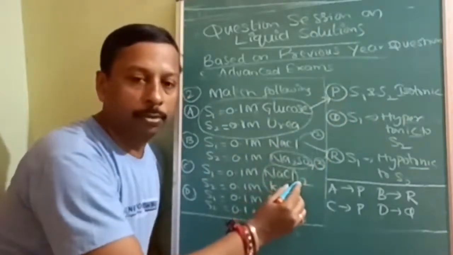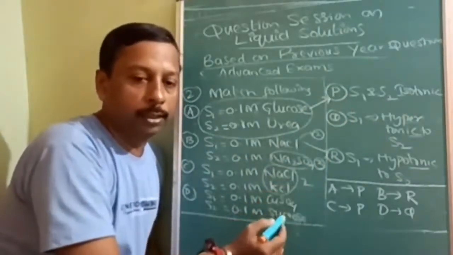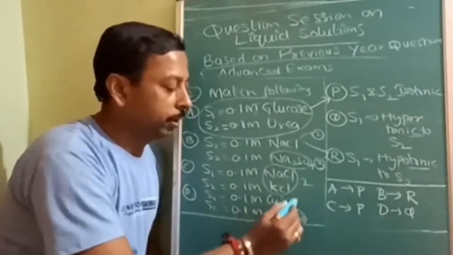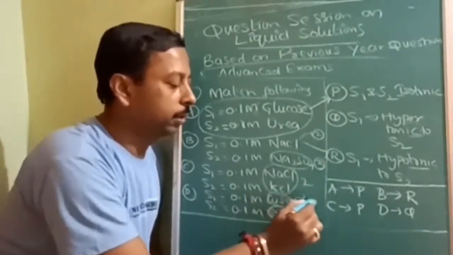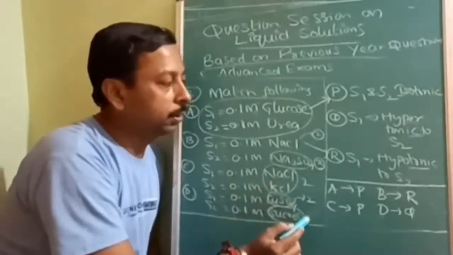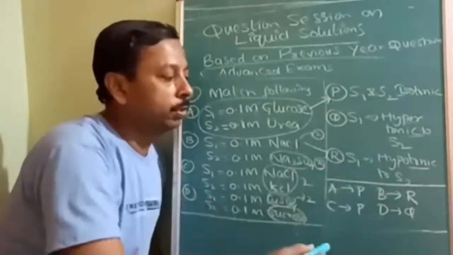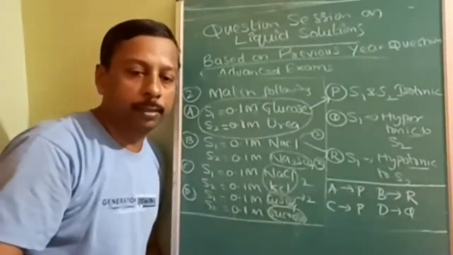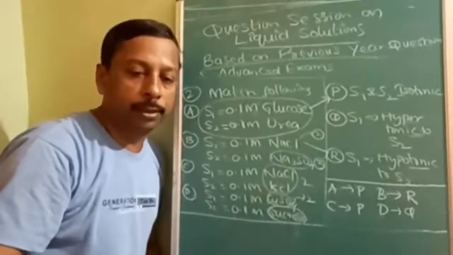Okay, so both will be what? Isotonic. Then CuSO4 and sucrose. Sucrose will not dissociate, CuSO4 will dissociate, so our Van 't Hoff factor is 2. So this is hypertonic, this is hypotonic. S1 is hypertonic to S2. Is this question understood? Is it clear? Shall we go for the next question?